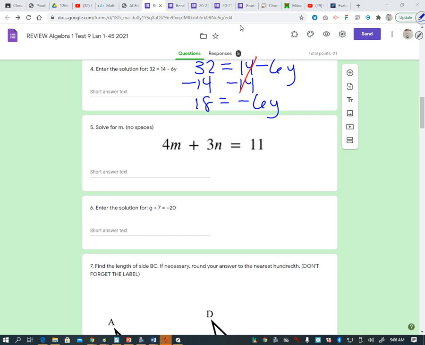Now what? Somebody else. I want to hear from some other folks. Baker, what would you do here? 18 divided by -6. So I'm just going to divide 18 by negative 6? Divide -6 by both sides. Good. Okay, divide by negative 6 on both sides. What's 18 divided by negative 6, Mr. Baker? Negative 3. So y equals negative 3.